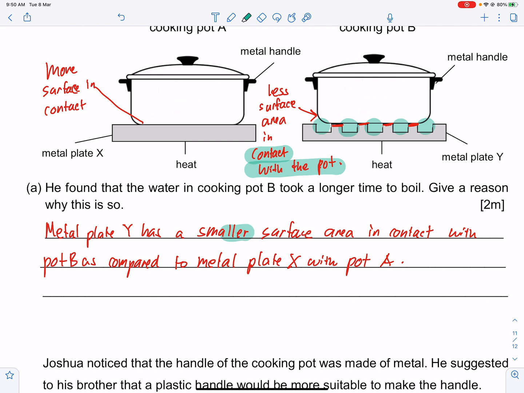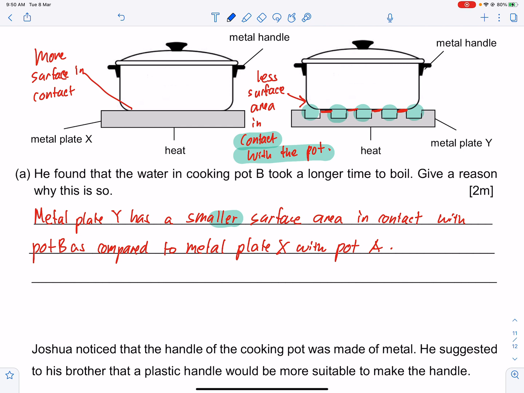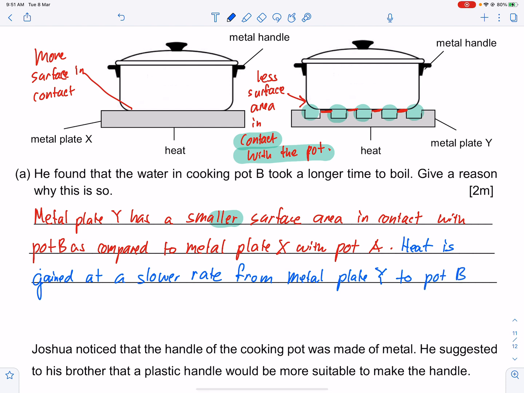Now, then the second part, you talk about the rate of heat transfer. So part 2, I would say that then heat or less heat gain at a slower rate from metal plate Y to pot B. Okay.